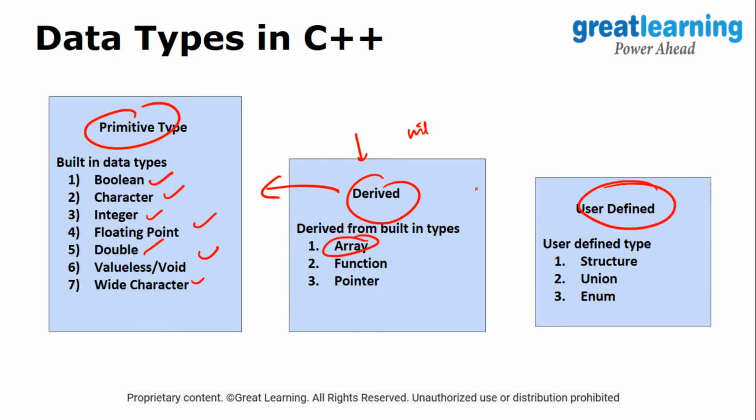And what about user defined? This is something that you define. Let's suppose you are defining a structure wherein you can have different types of primitive data types.